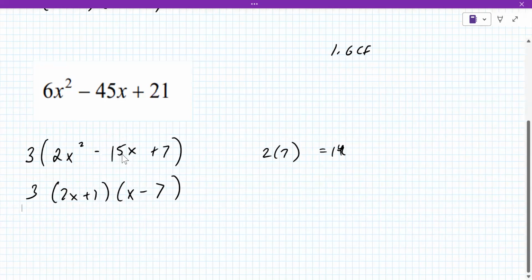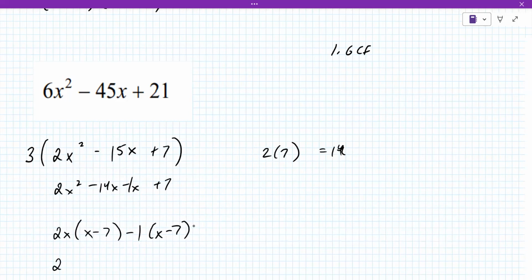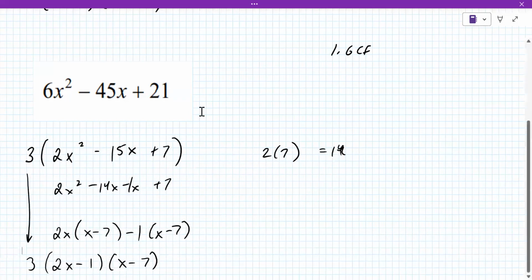It does not. So it's just a sign error. I'm not sure where that came from, but it's 2x squared minus 14x minus 1x plus 7. And then you factor a 2x out of that. So it's x minus 7, x minus 7 minus 1. 2x minus 1, x minus 7, bring the 3 down.